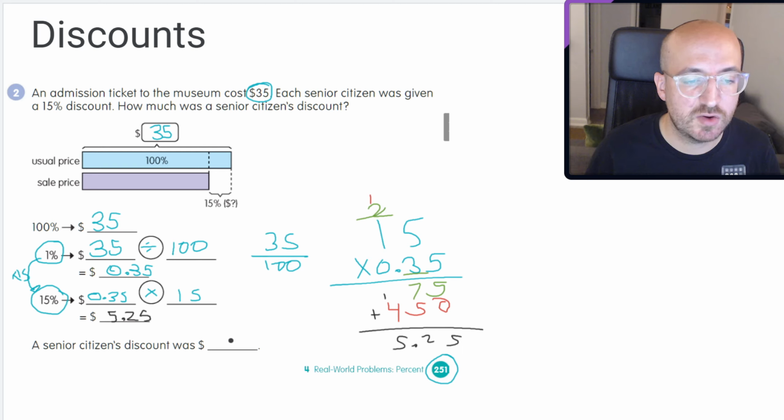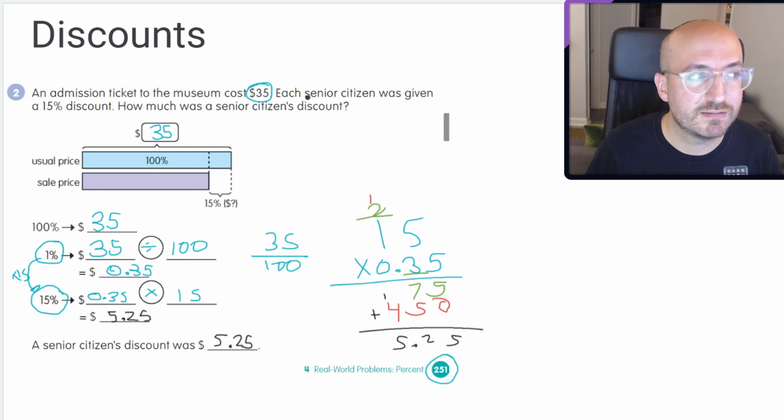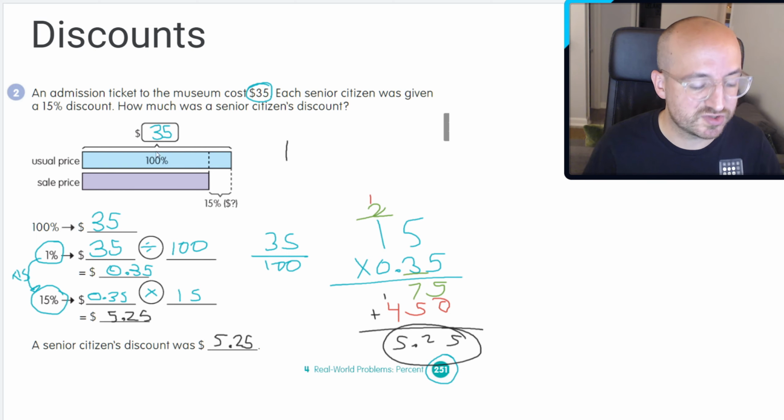So the senior discount was $5.25. So how much did they pay? You'd subtract it, it'd be less than $30. It'd be $29.75. I kind of want to check this. It feels right, but I estimated six, which is kind of close. So let me do my golden strategy up here.